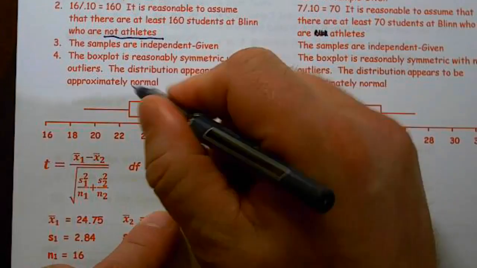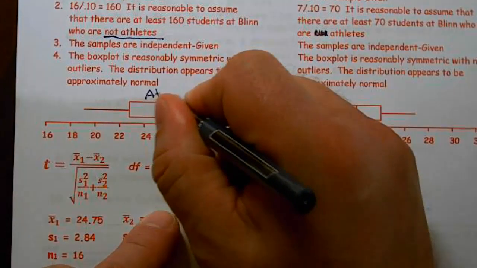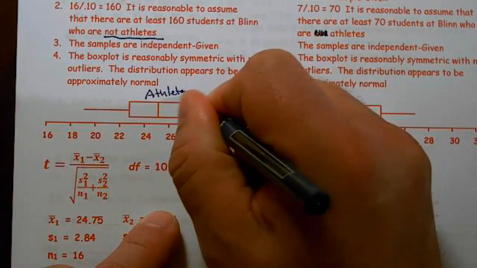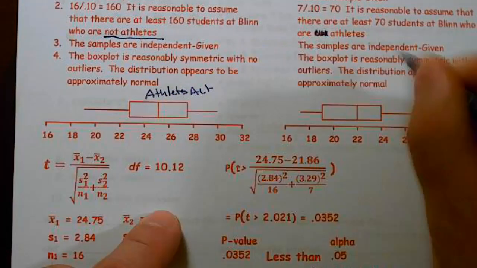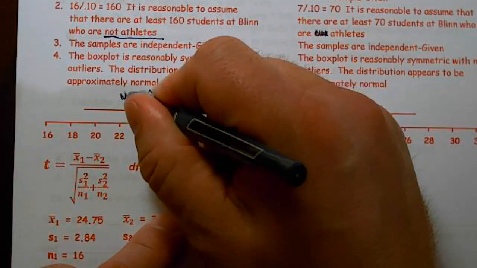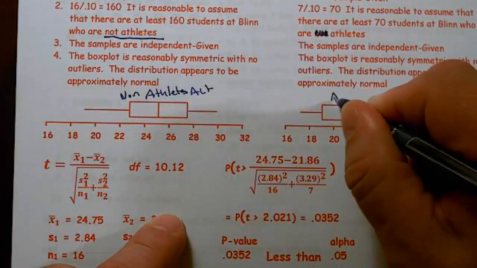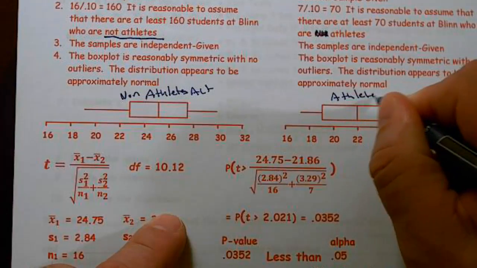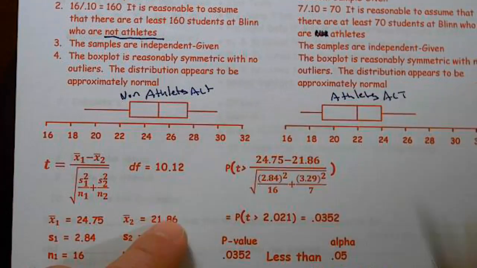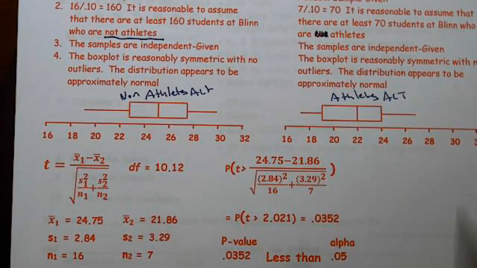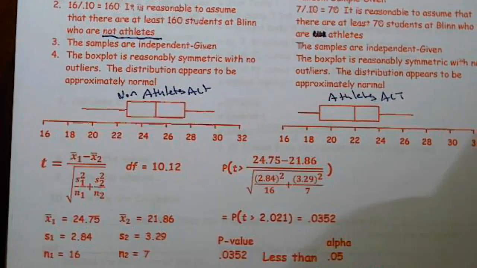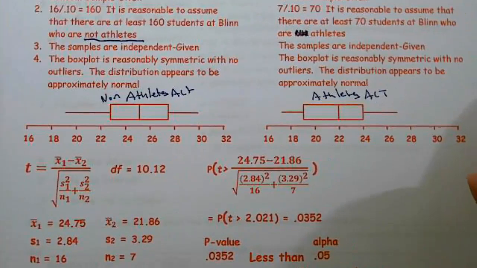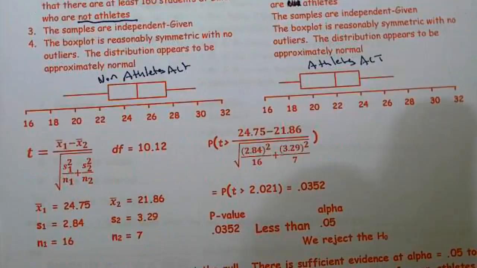And so this should have been labeled non-athletes, ACT, excuse me, and this should be athletes, ACT. And you don't have to draw a scale. You can actually just label the high points if you want to. Now, both box plots appear to be reasonably symmetric with no outliers. The distribution appears to be approximately normal. So in that case, we're good to go.